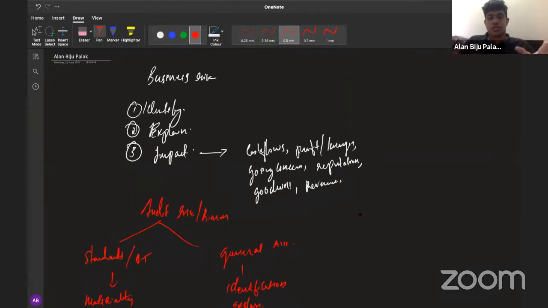So this is all about the business risk and audit risk. When it comes to the business risk, we will talk about the issues that may affect an entity's ability in achieving its objectives. And when it comes to audit risk, we will mention the possibility of giving an inappropriate opinion on the financial statements. That's the only difference between the business risk and audit risk.